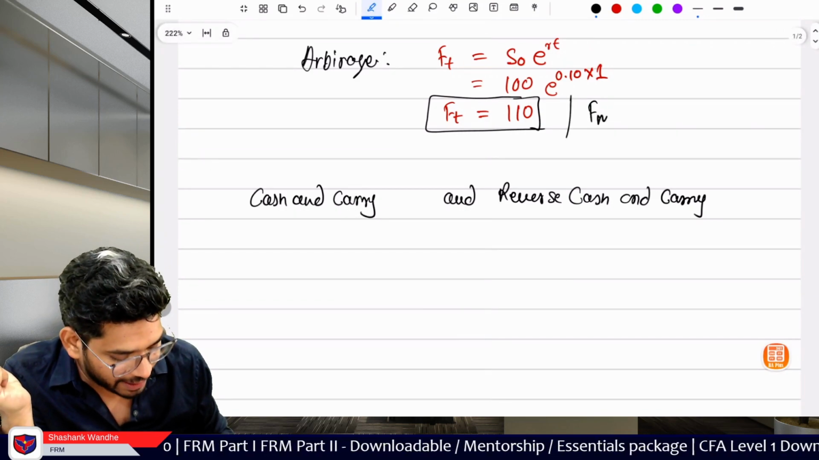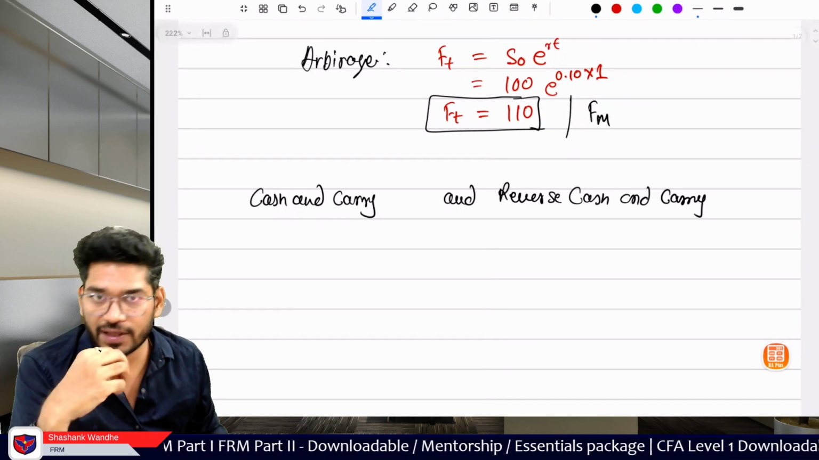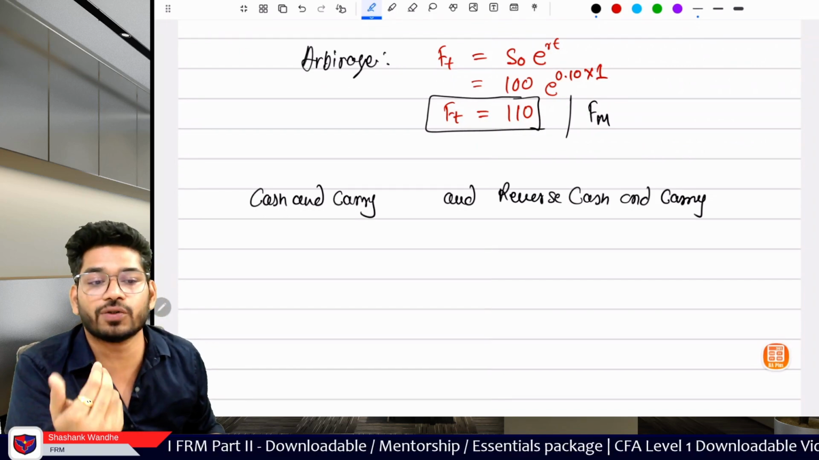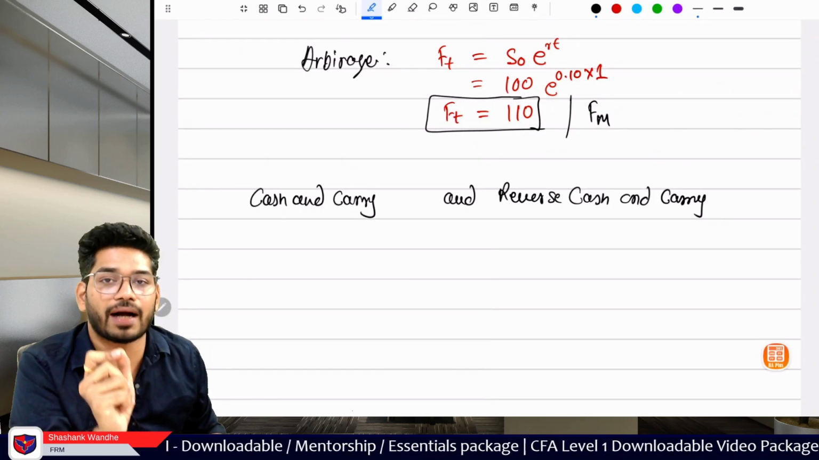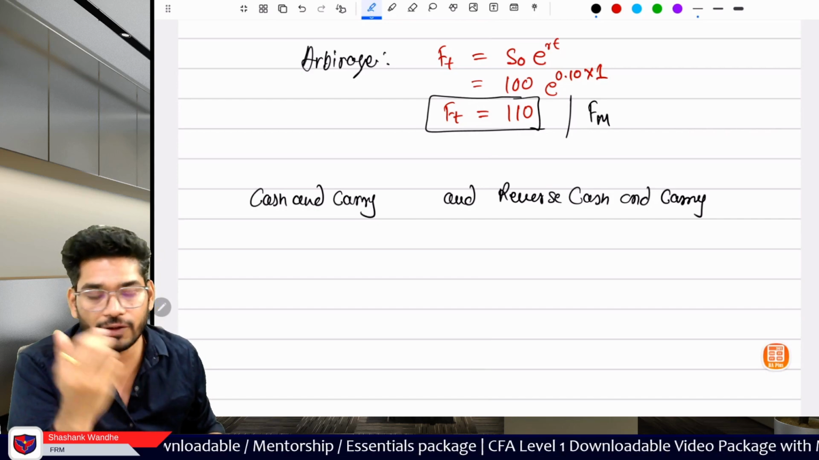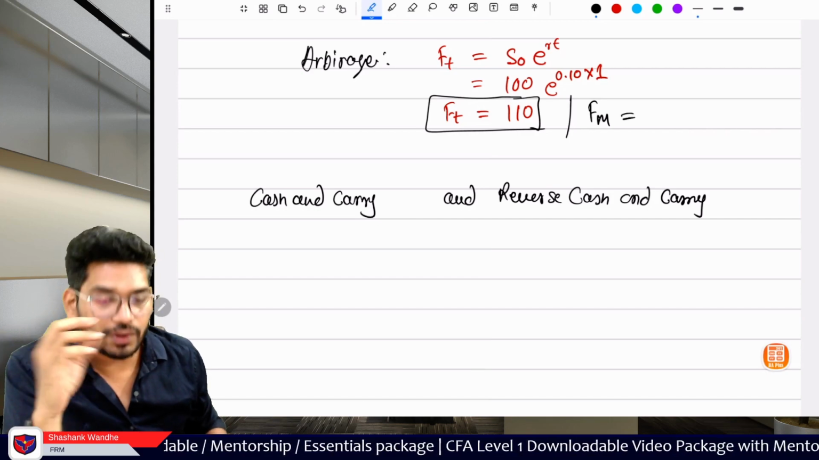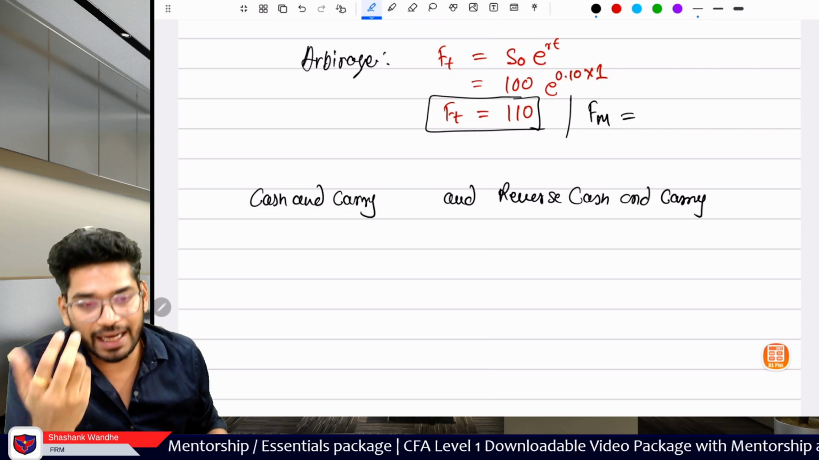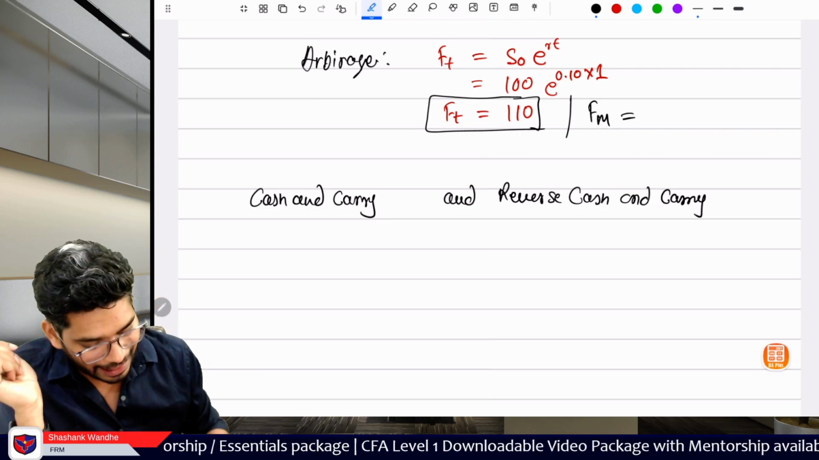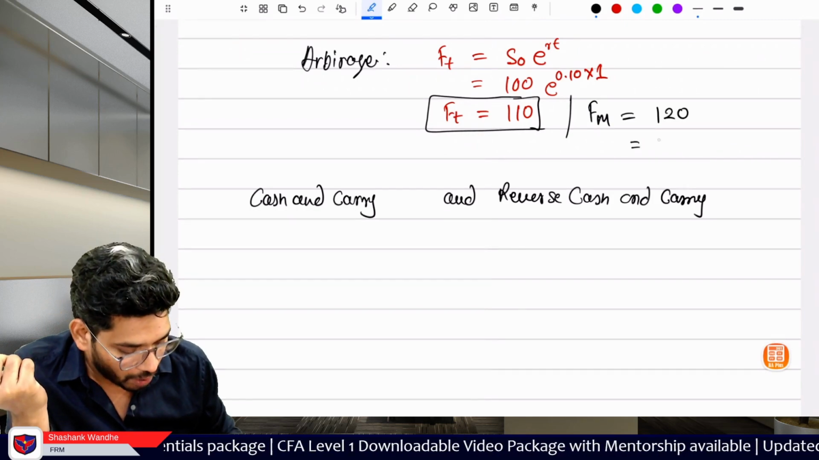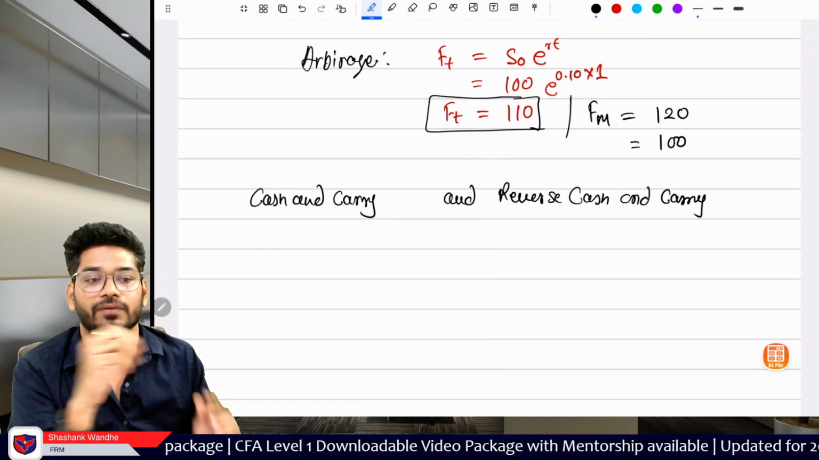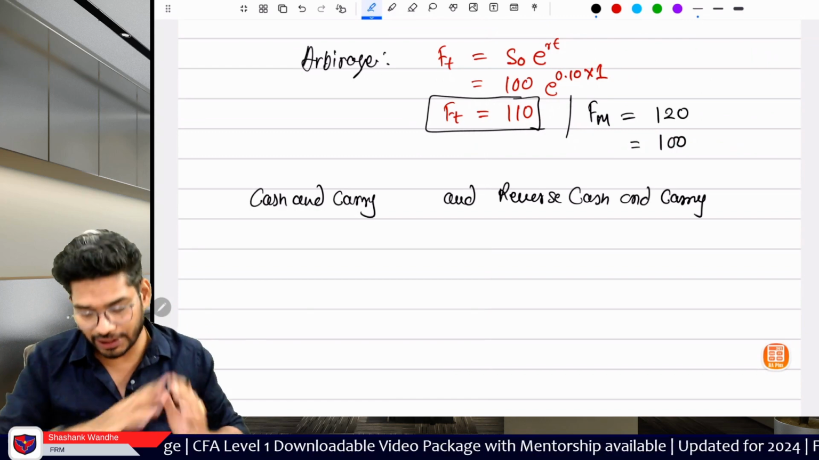In the market, there is a possibility that the market futures price for the same underlying, for the same maturity, we will assume as FM. Let's say FM is the actual market price of the underlying in the futures market. Now, in the market, the same futures is trading at, there are two possibilities, maybe at 120 or maybe at 100. Let's assume 120 or 100.